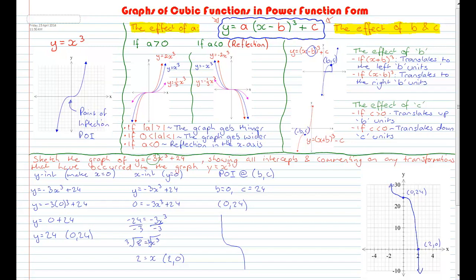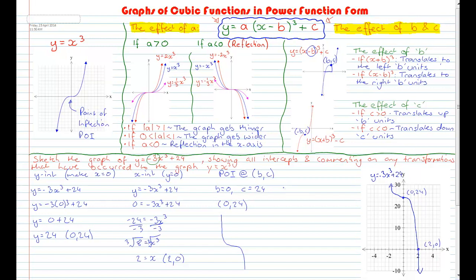Remember to draw arrows at each end, and then what you need to do is go through and label the graph. So we've got y is equal to negative 3x cubed plus 24. And there you go, that's how you sketch the graph of y equals negative 3x cubed plus 24. What we now need to do is go through and comment on any transformations that have occurred.